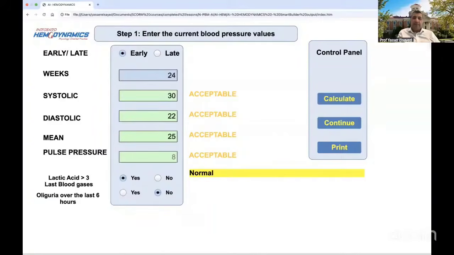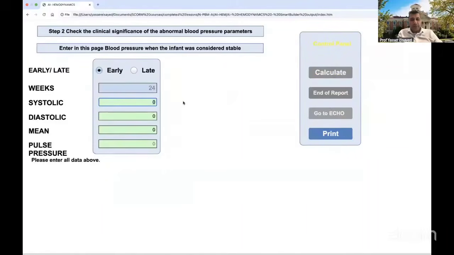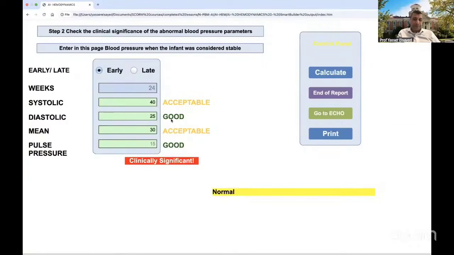But if this infant's blood pressure was much higher, for example 40 a few hours ago, and the systolic blood pressure was now 25 and mean was 30, this infant also has a normal blood pressure, but a clinically significant drop in the blood pressure. The infant was stable and the blood pressure dropped by more than 20%. I just emphasize the importance of calculating the delta vital sign. You need to have two different points of vital signs and evaluate the difference between both.